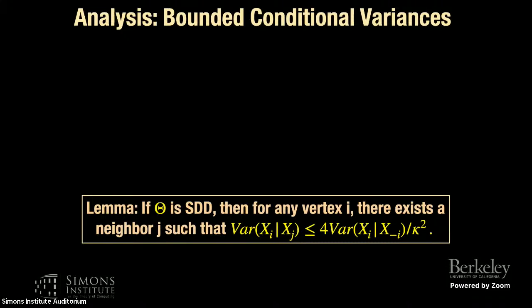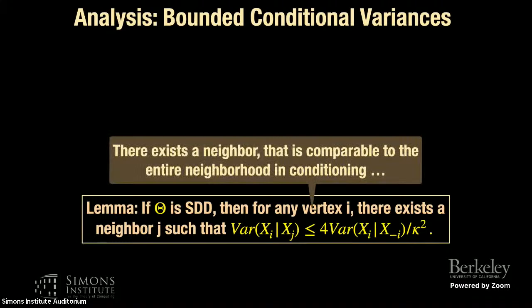Okay. So one special case of walk-summable matrices are symmetric diagonally dominant matrices. And these are matrices where the diagonal entry is larger than the sum of the off-diagonal entries. This essentially guarantees that the matrix is walk-summable. Now, for all of these matrices, for any vertex i, there exists a single neighbor that once you condition on, all the conditional variances drop down dramatically. They now only depend on kappa squared. So there exists a neighbor that is comparable to conditioning on the entire neighborhood.